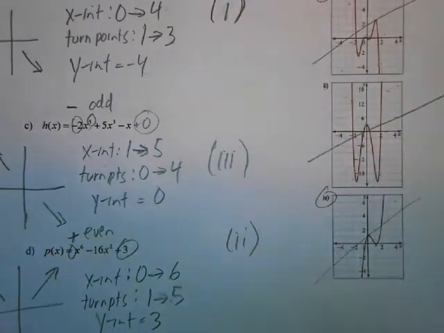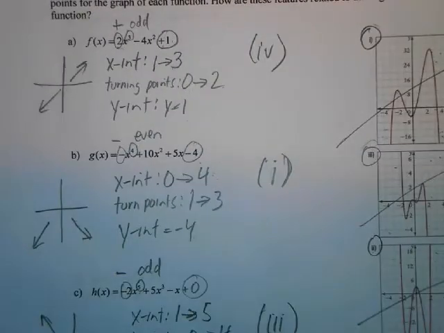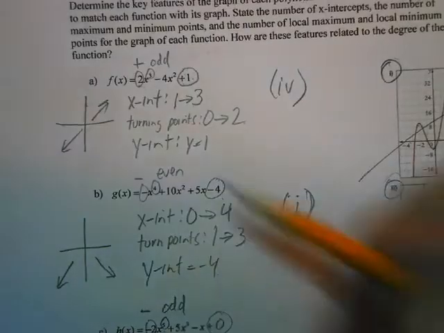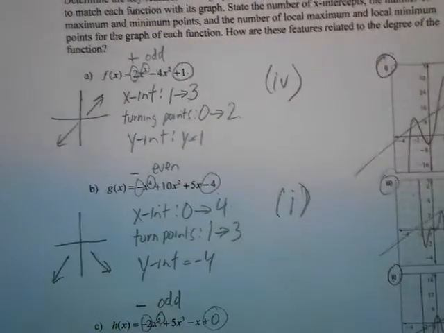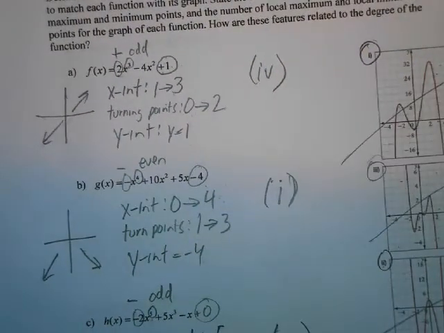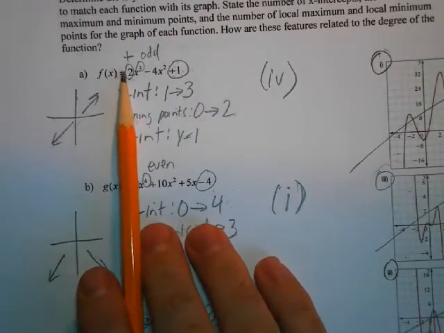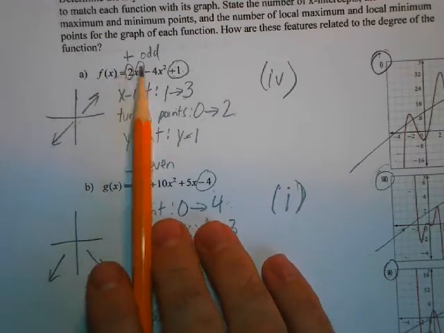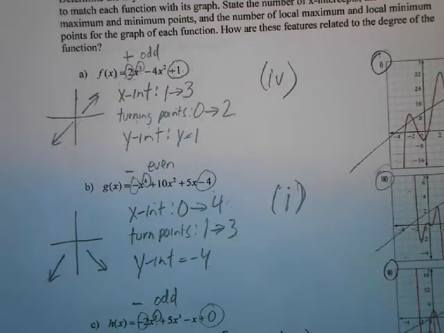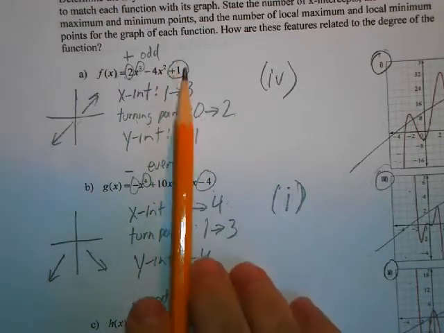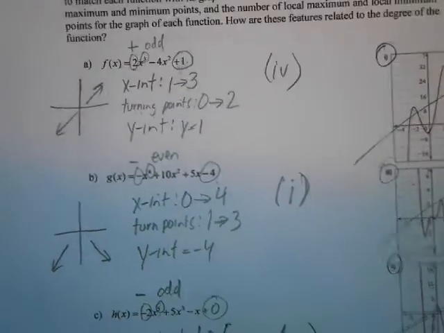Okay, so hopefully that exercise makes sense. How you take the equation, you can get quite a bit of information about what the graph might look like or not look like, based on looking at the leading coefficient, whether it's positive or negative, the degree of the polynomial function, and also the constant term tells you what the y-intercept is.